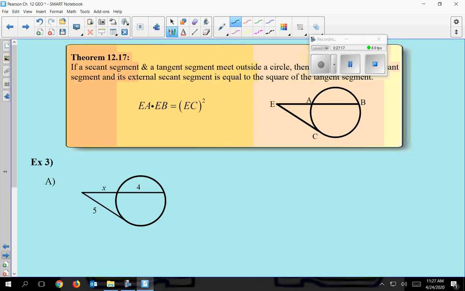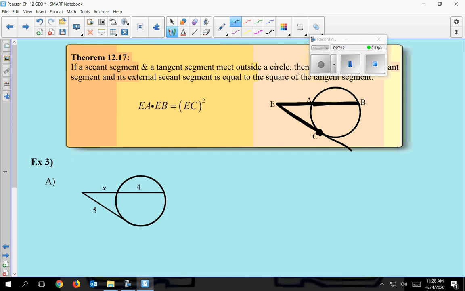Last theorem. This is kind of taking a bunch of stuff together that we've already done. All right. So we've got a secant line, that's this one on top. I've got an outside segment, and then I've got the chord inside. And now I've got a line that's tangent to the circle. If you remember, tangent means it's hitting it at exactly 1 point.